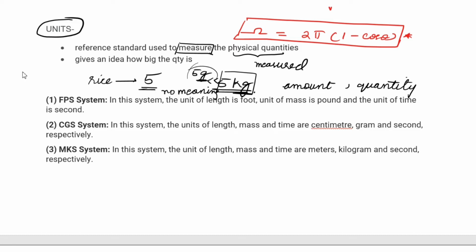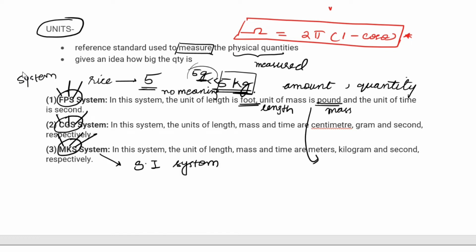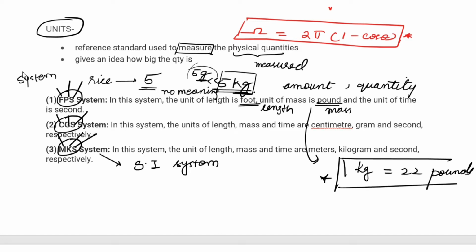In earlier times, scientists of different countries used different systems of units for measurement. We basically use three systems which are most commonly used: CGS, FPS, MKS. CGS is centimeter gram second, FPS is foot pound second, and MKS is meter kilogram second, for length, mass, and time respectively. Here you need to remember this important conversion, which is 1 kg is 2.2 pounds. So just make sure you keep this in your mind.